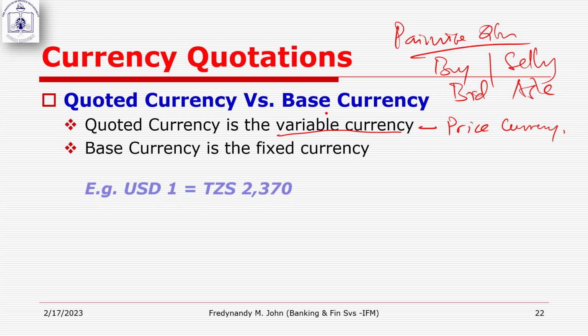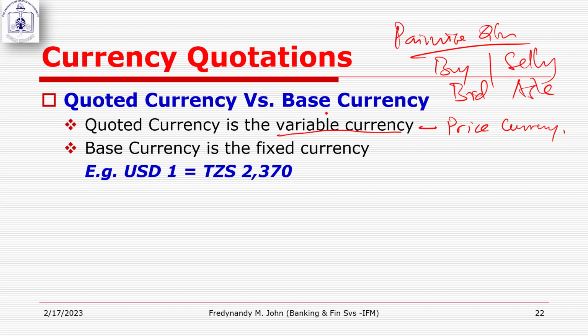So, in an example like this one, 1 USD equals Tanzanian shillings 2,370. In this, you can see that the base currency is the United States dollar. Why? Because it is fixed at one unit.